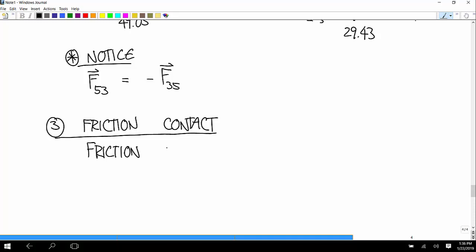So friction contact creates a force vector with an unknown direction.